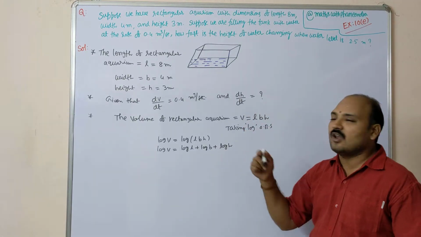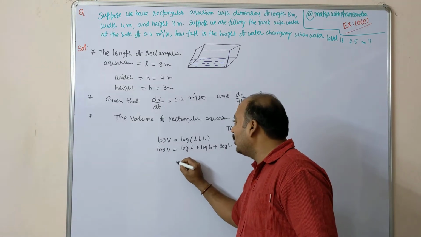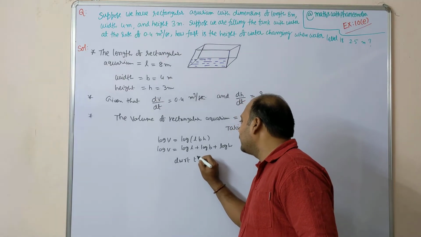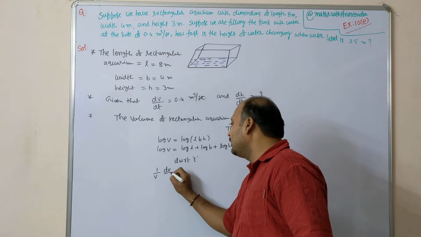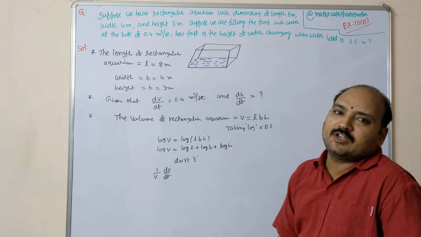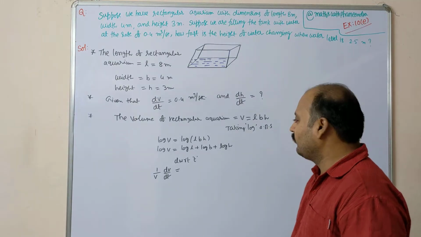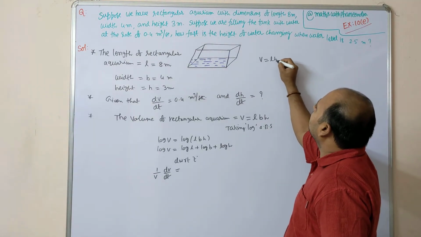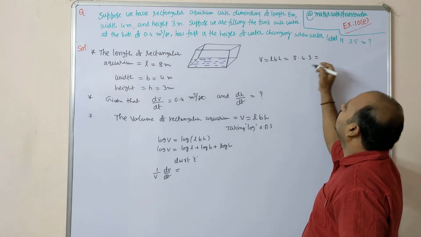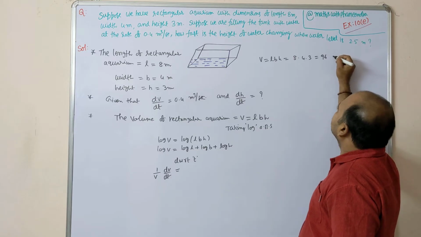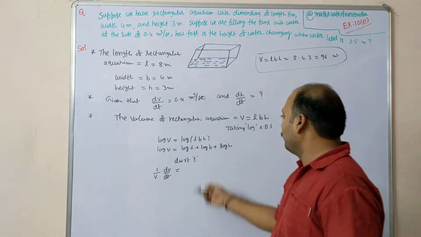So what is the need to consider log like this? Now differentiating with respect to t. Log V derivative is 1 by V, and again V derivative is dV by dt. Otherwise delta V also we can take. V value we will calculate: V is equal to LBH, so according to the information 8 into 4 into 3 is 96 meter cube. You can keep it like this.